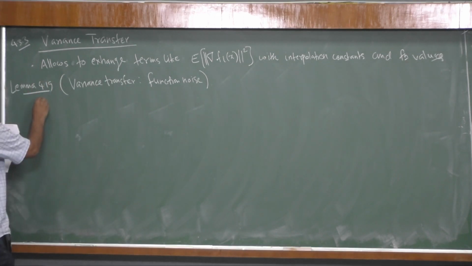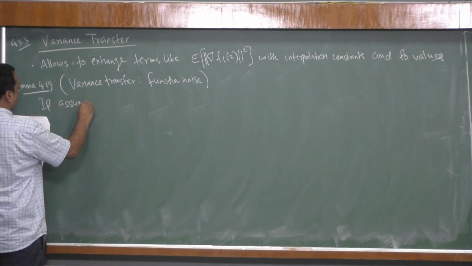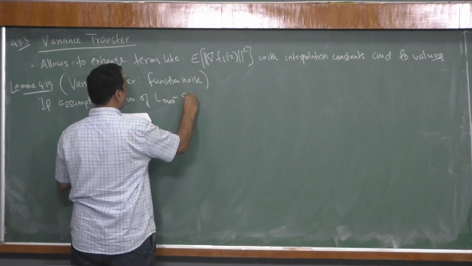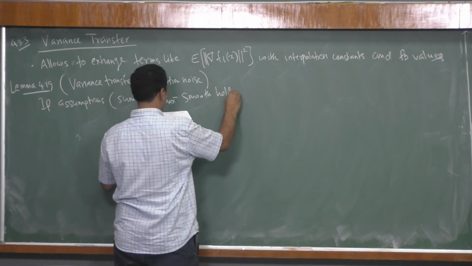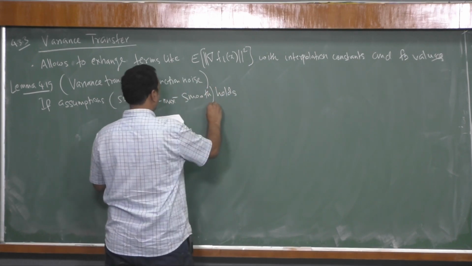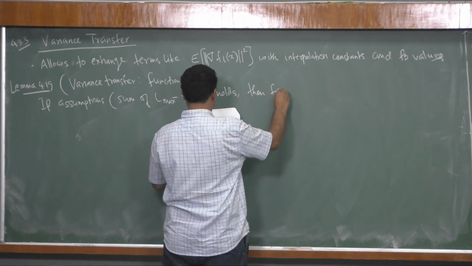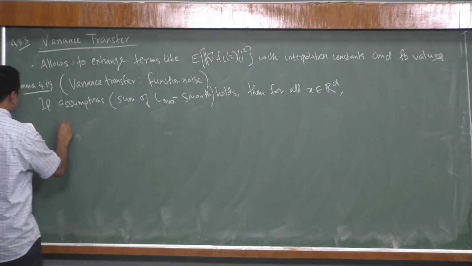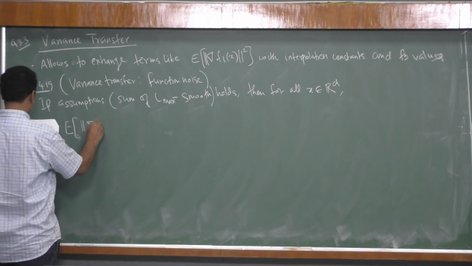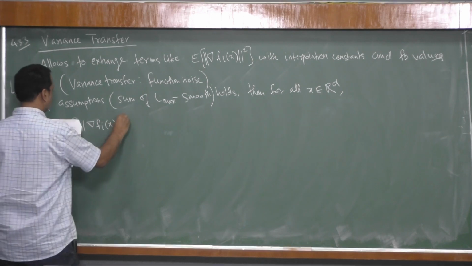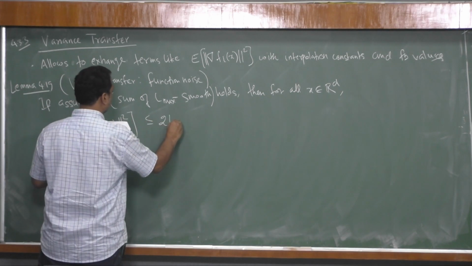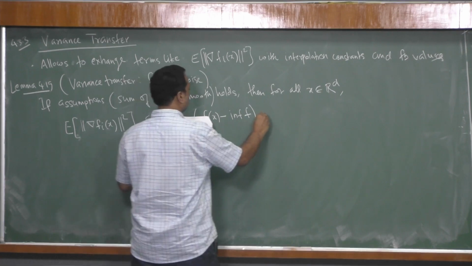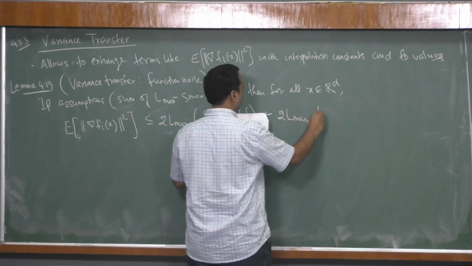So this lemma says that if assumptions such as sum of L max smooth holds, then for all x in Rd, we have expectation of the squared norm of the gradient of f_i at x is less than or equal to 2 L max (f(x) minus infimum of f) plus 2 L max delta star f.